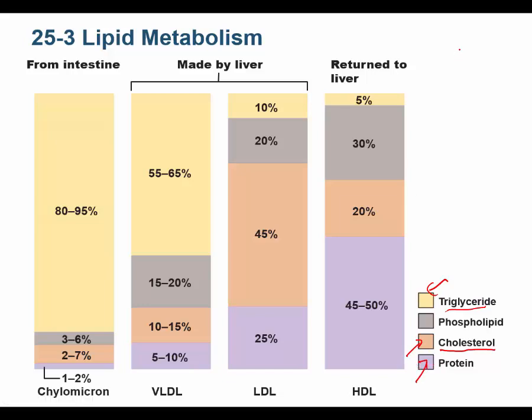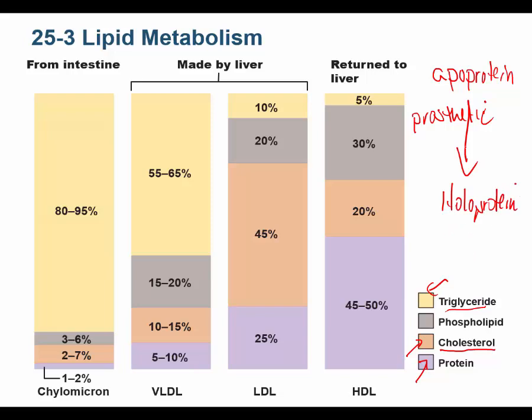Let me remind you about something. When you have a protein that hasn't bound its prosthetic group, it's called an apoprotein. And then when its prosthetic group is added, it's called a holoprotein. Okay, I'm just reminding you because I'll come back to that.